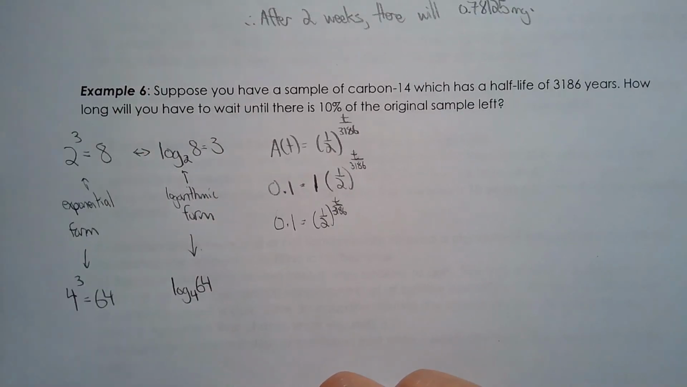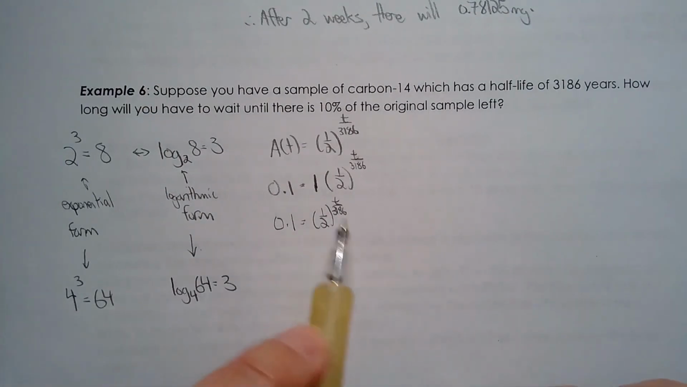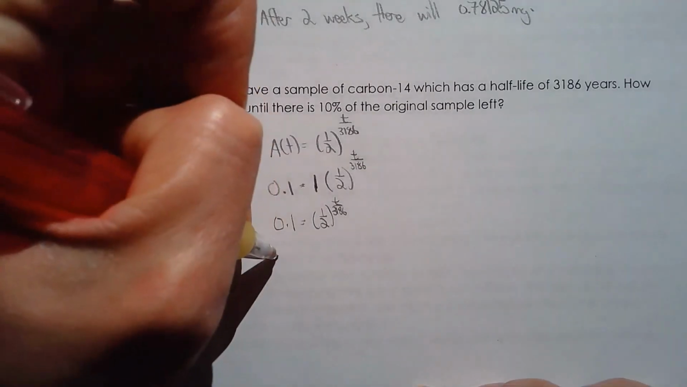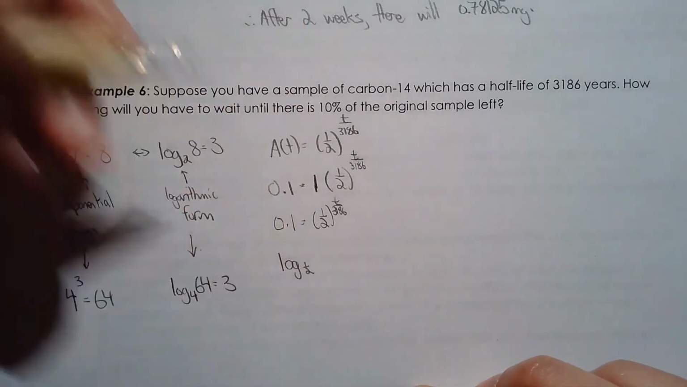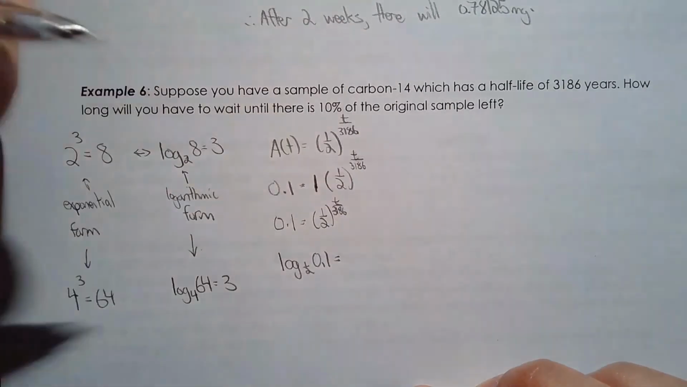So logarithm, the base of the power is half, so I write half. What is the power equal to? 0.1. The exponent is t over 3186. So you know what? Multiply both sides by 3186. And there is your beautiful answer.